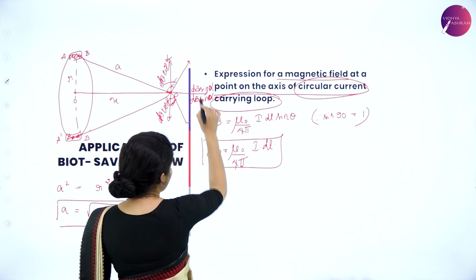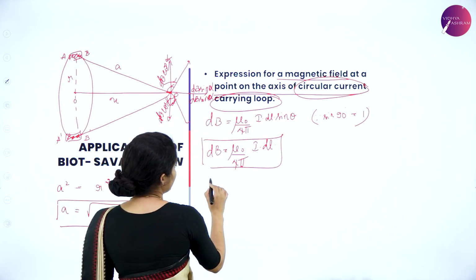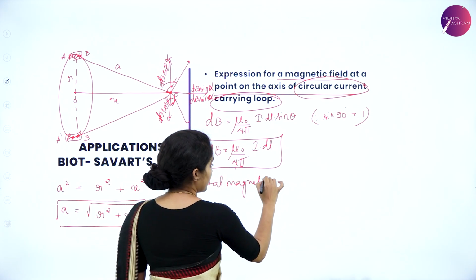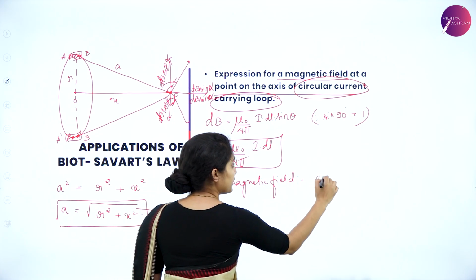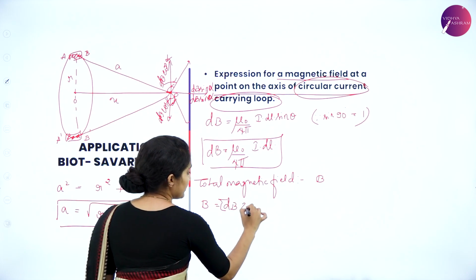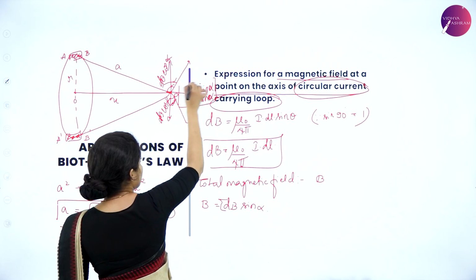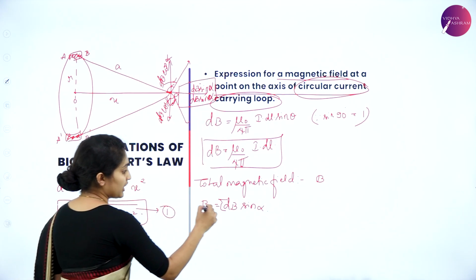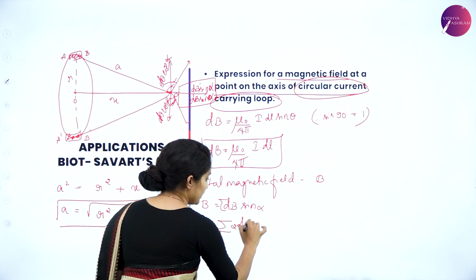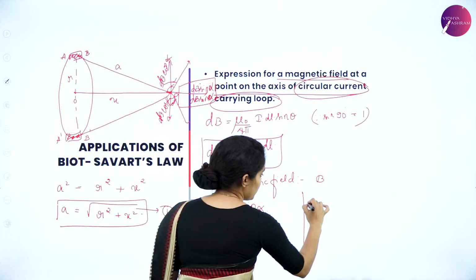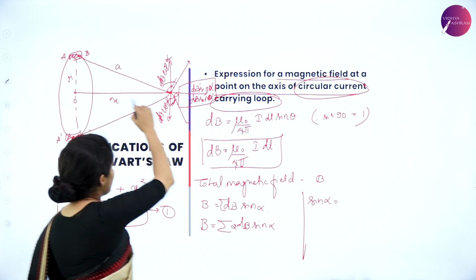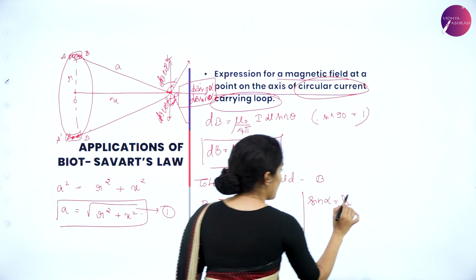Since we know that there are 2 dBs, the total magnetic field B is equal to the summation of dB sine alpha, because we are checking the resultant vector component dB sine alpha. So we have 2 dB sine alpha, summation of 2 dB sine alpha. We also know that sine alpha is nothing but opposite by hypotenuse. Opposite we have r, hypotenuse we have a. So it turns out to be r by a.